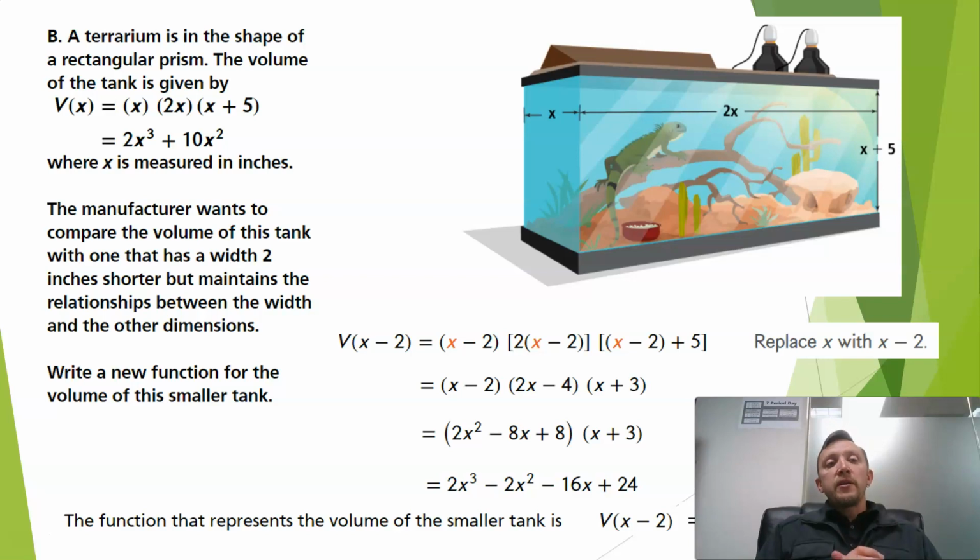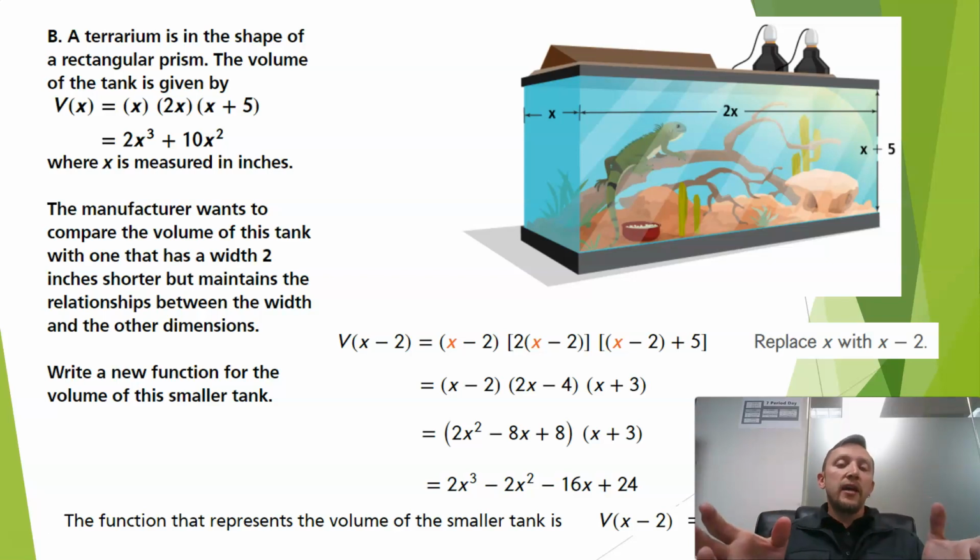So it says in part B there, the terrarium is in the shape of a rectangular prism. The volume of the tank is given by the equation. So we have there on the right, the length, the width, and the height as being x, 2x, and x plus 5. If you were to multiply those together, x times 2x would be 2x squared, and then we'd multiply 2x squared times x plus 5 and get 2x cubed plus 10x squared.